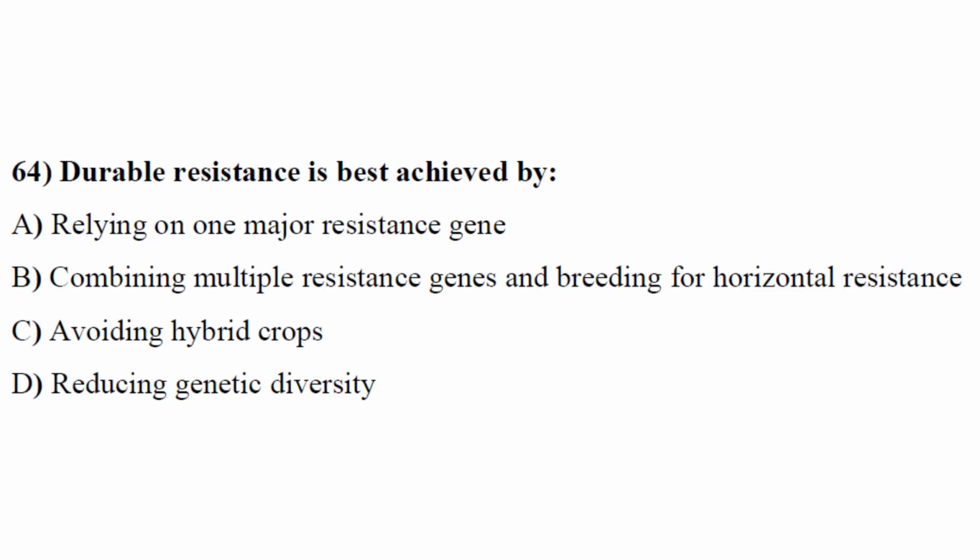64. Durable resistance is best achieved by: A. Relying on one major resistance gene. B. Combining multiple resistance genes and breeding for horizontal resistance. C. Avoiding hybrid crops. D. Reducing genetic diversity. Answer: B. Combining multiple resistance genes and breeding for horizontal resistance.